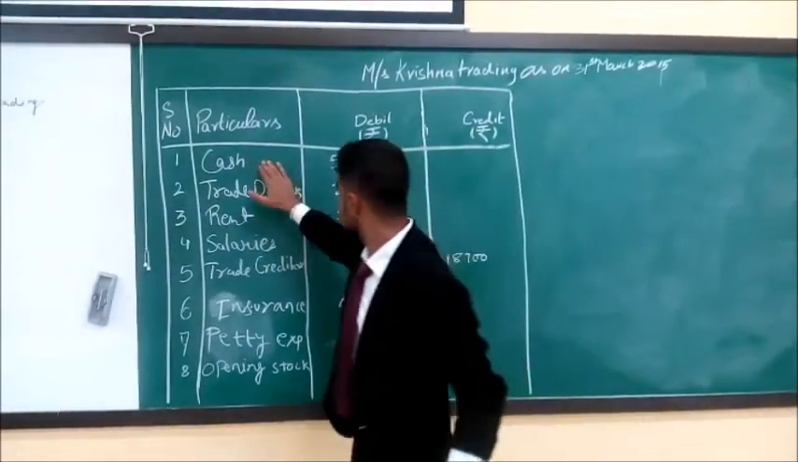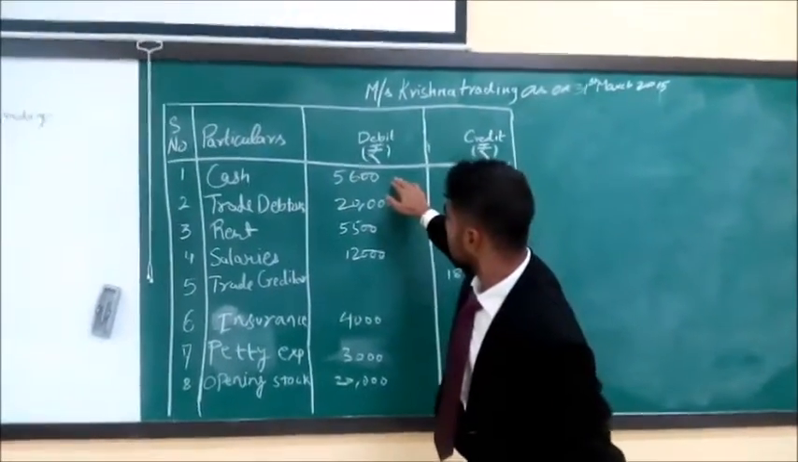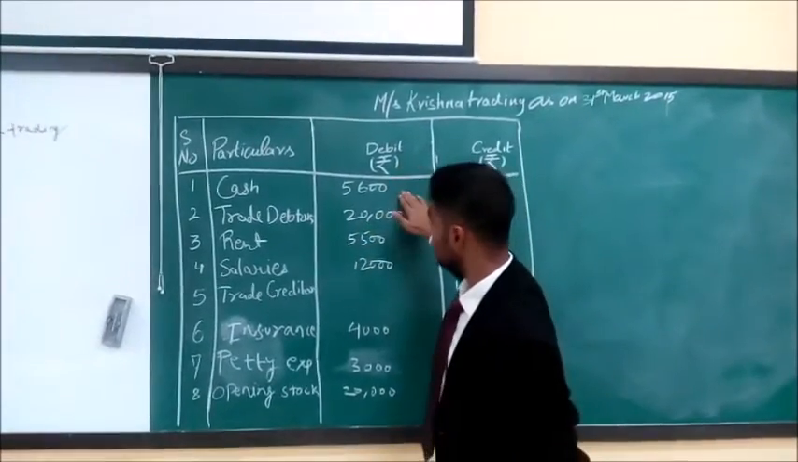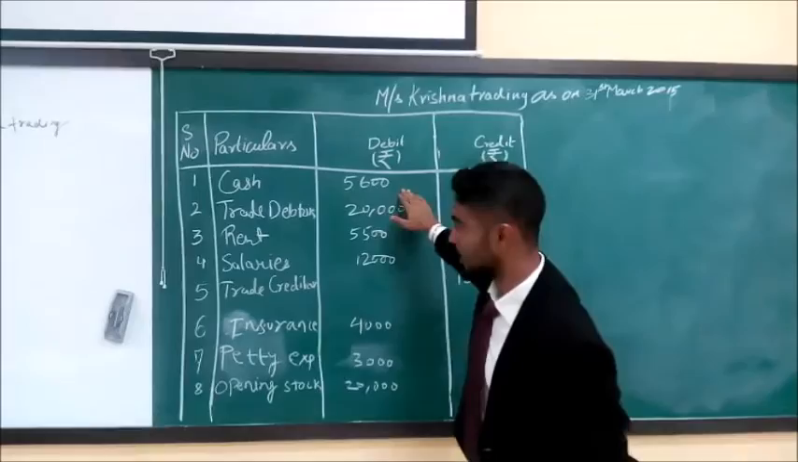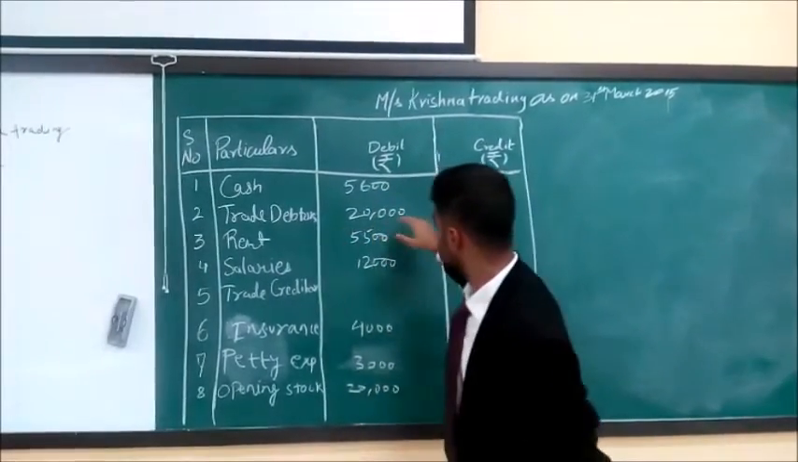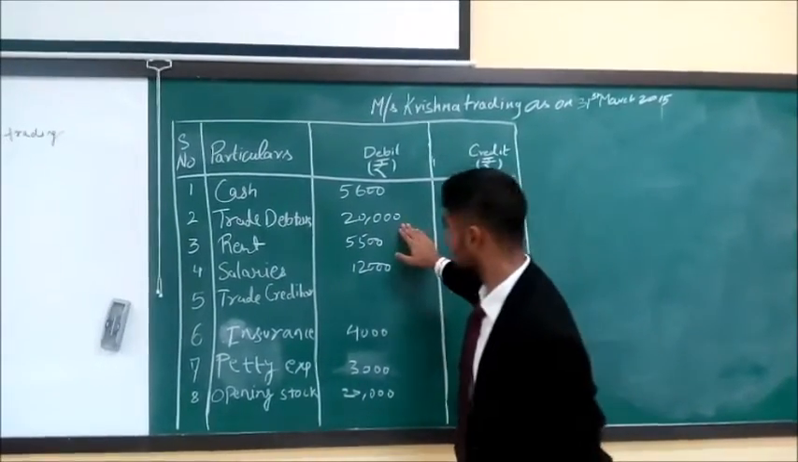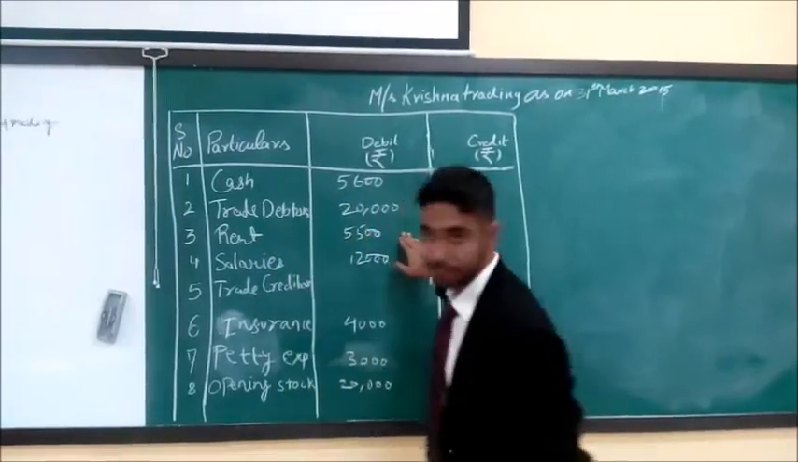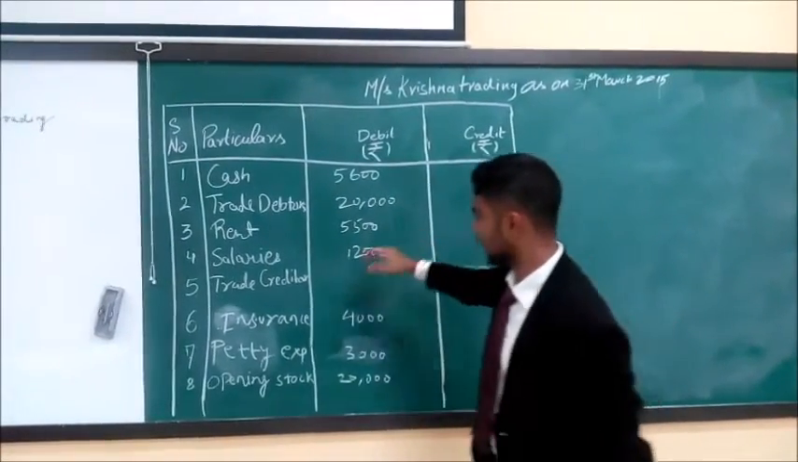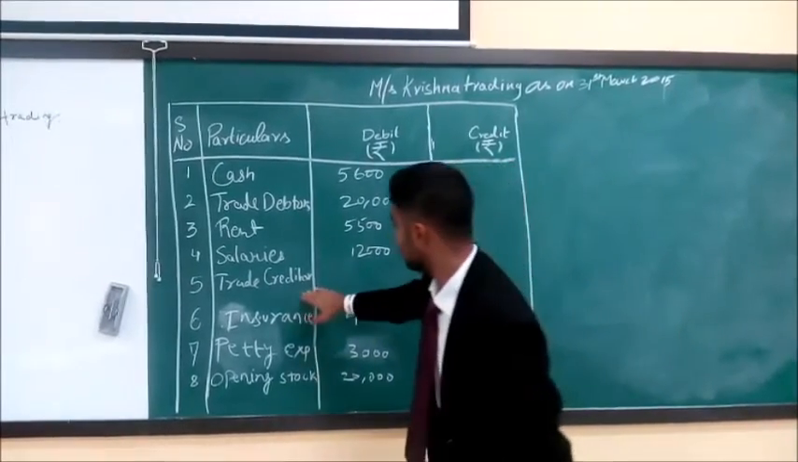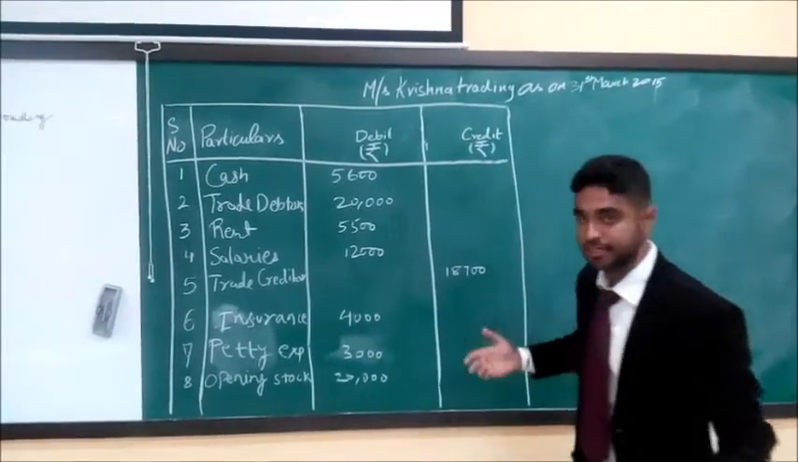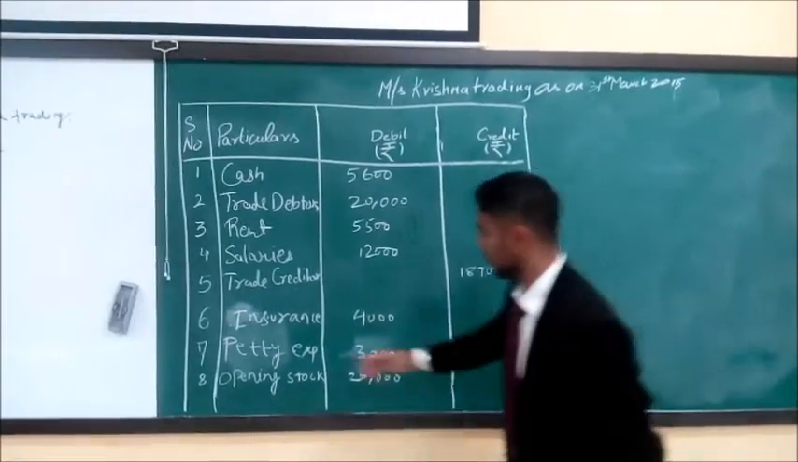Now cash comes under assets, so it comes under the debit account. So we have written cash in the debit account. Now trade debtors, it is also an asset, so we have written it in the debit account. Rent is an expense, so I have written it in the debit account. Salary, expense, so we have written it in the debit account. Trade creditor, it is a kind of liability, so we have written it in the credit account.